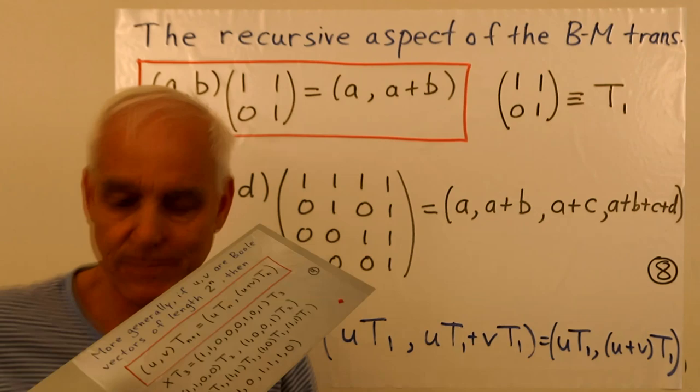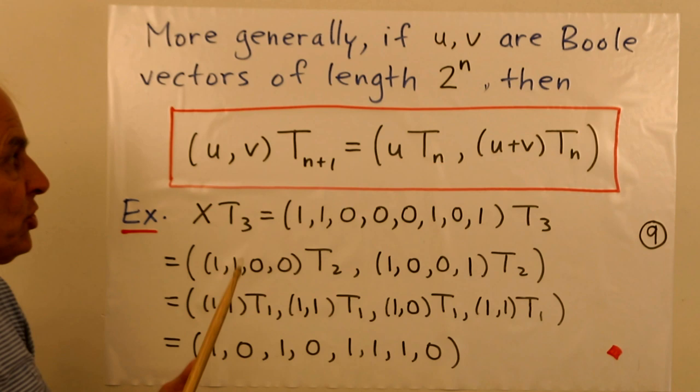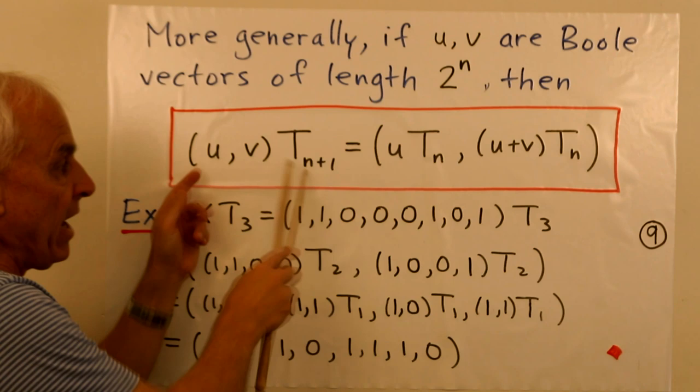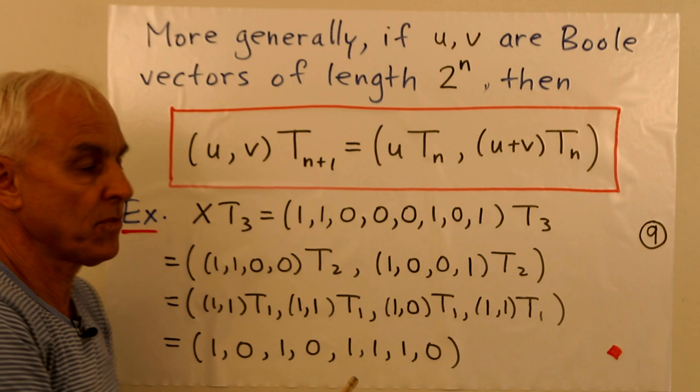So the general rule is that if U and V are Boole vectors of length 2 to the n, and we form the composite UV, a vector of length 2 to the n plus 1, then the Boole-Mobius transform on this pair works by taking Tn on U, and Tn acting on the sum U plus V, and sticking them together to form this bigger vector.